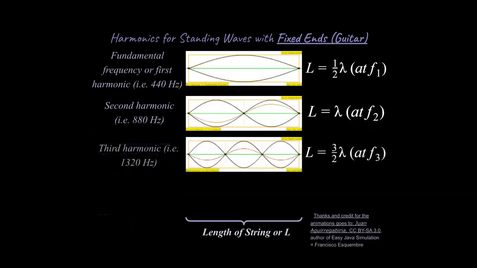Alright, third, let's take a look at what the third harmonic would look like. It would look something like this. And so you would take this frequency and you would multiply it by 3 to get the frequency for the third harmonic. We also would say, well, this entire length is equal to 1.5 wavelengths, or 3/2 of a wavelength, for the third harmonic here.